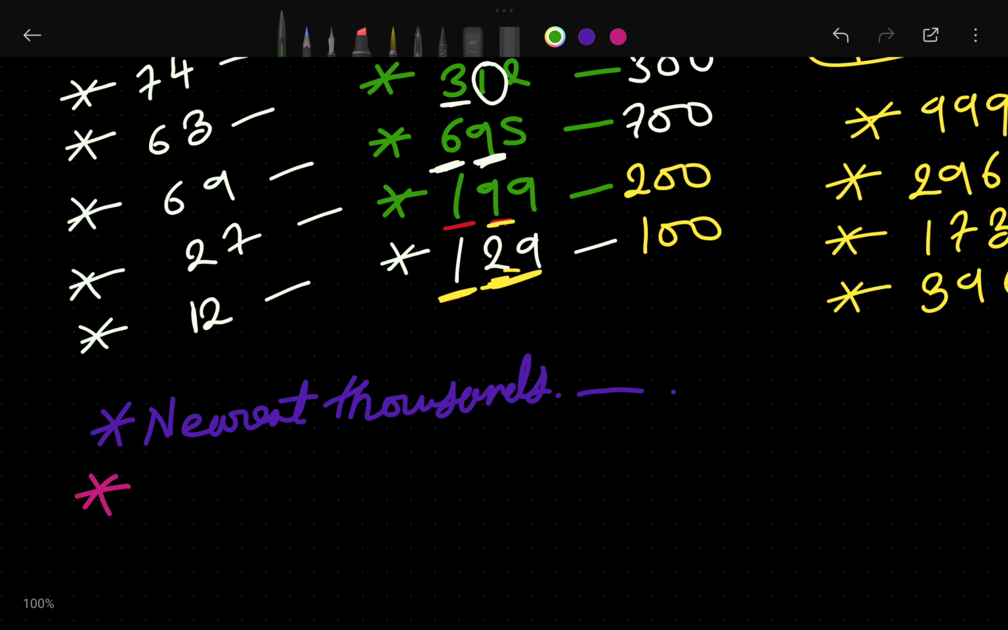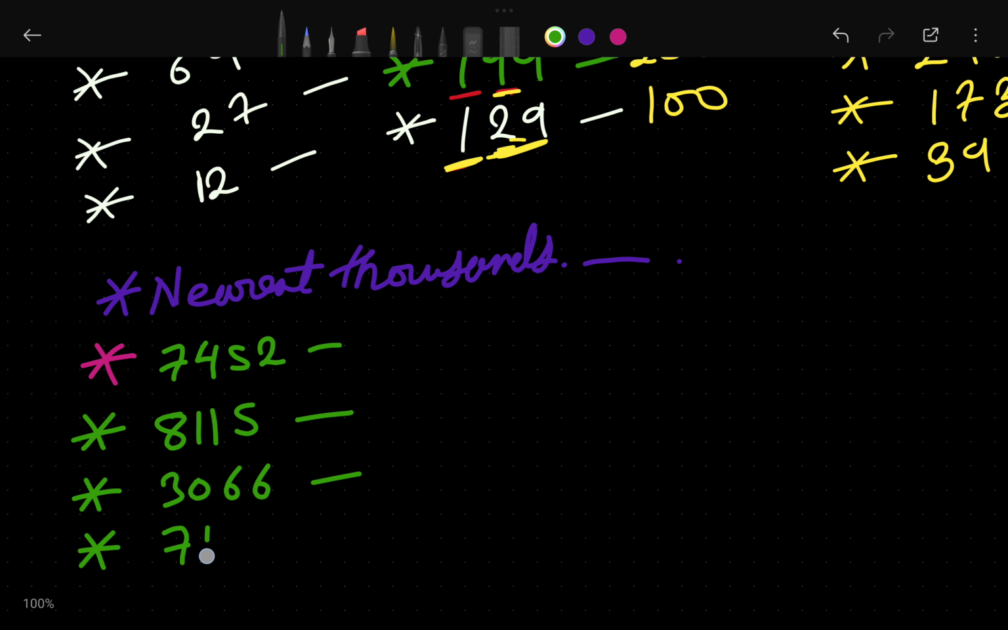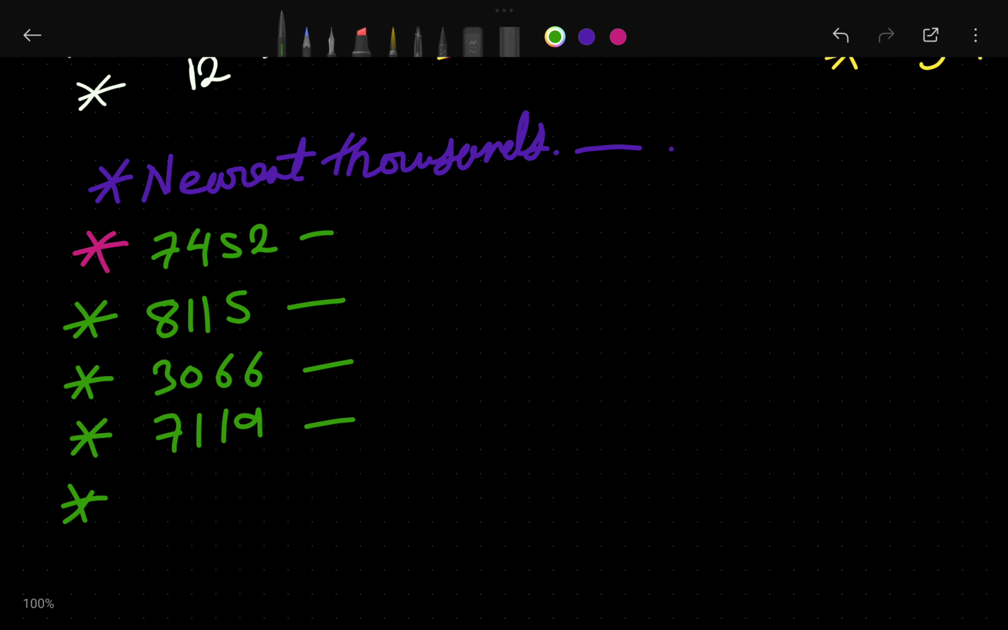Okay, I will write with this one, 7452. Okay, another question is 8115, then 3606, then this is going to be 7119, and another is 9600. Okay, so we have to find the nearest one.